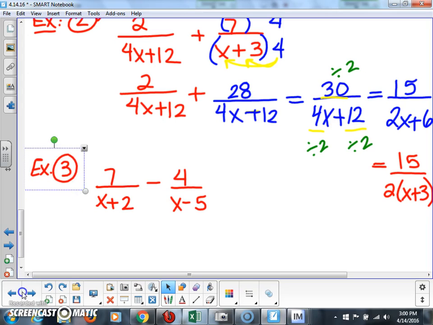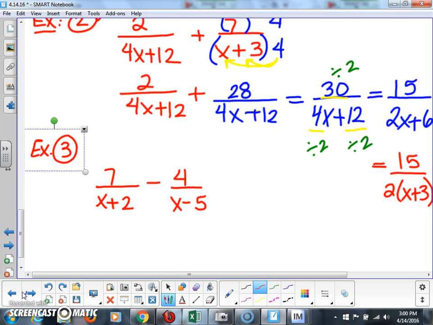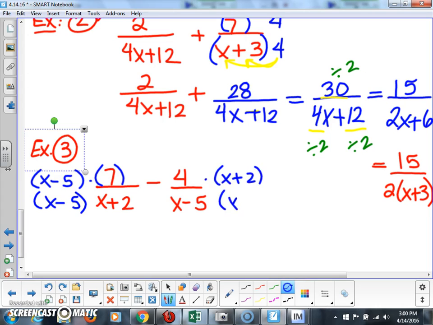Are my denominators the same? No. So what do I need to do to get a common denominator? We can multiply both of them by each other. Okay, so I can multiply one fraction by x minus 5, and then I multiply the other fraction by x plus 2.